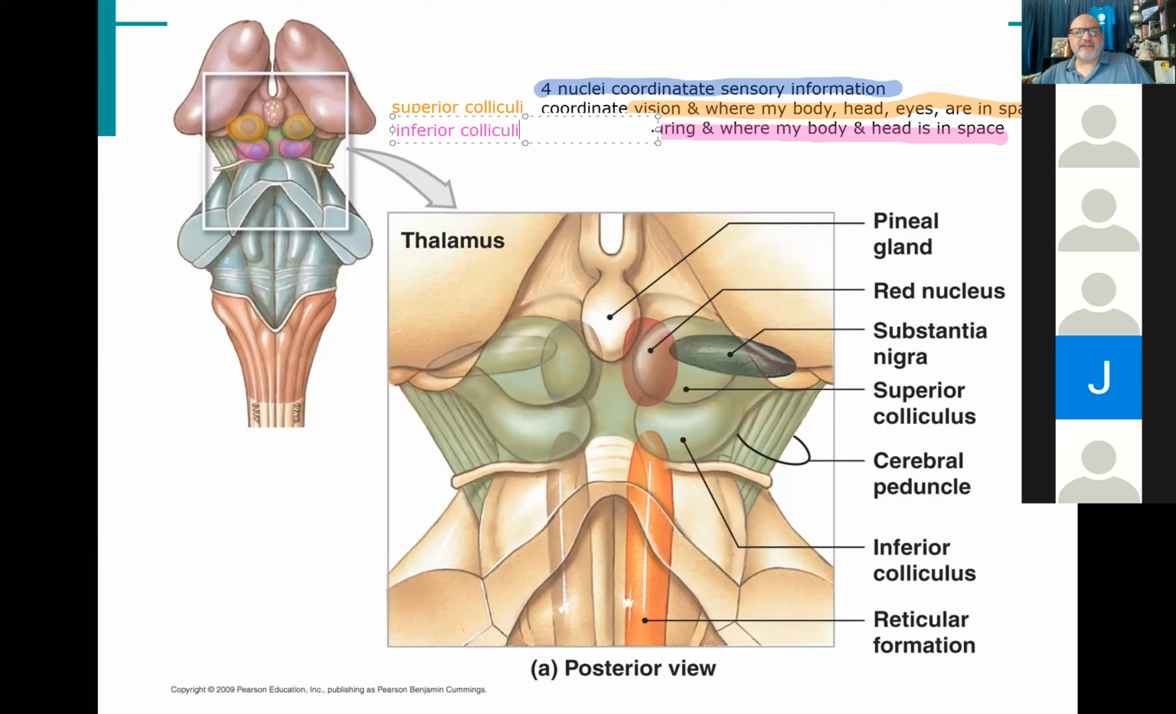So collectively, these four things are called the corpora quadrigemina. But really, they're made up of four nuclei with two different jobs. The two top ones coordinate vision and where our body is in space. The two bottom ones coordinate hearing and where our body is in space. So collectively, the corpora quadrigemina are made up of two superior colliculi and two inferior colliculi.